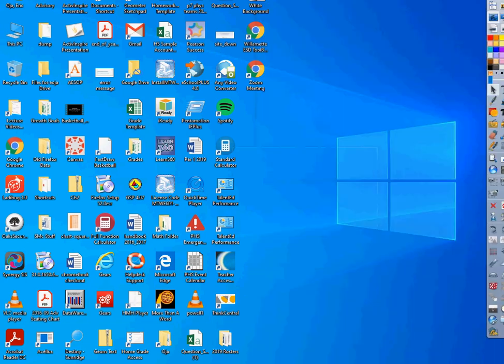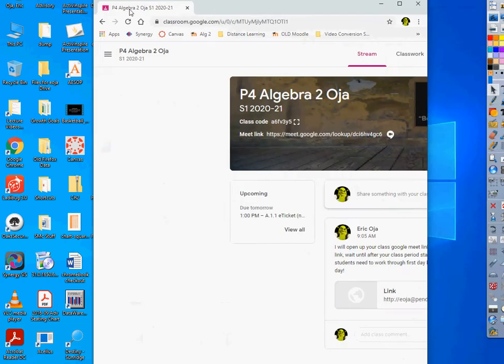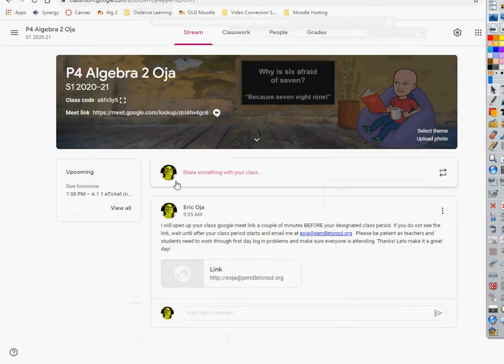So if I pull this class over, let's see, where is this class? Here we are. Okay, so here's my Google Classroom. When you pop into the Google Classroom, you go to the stream page first. Really, the most important thing there is going to be that Meet link code that you can go to class using. Otherwise, this isn't a very important page.